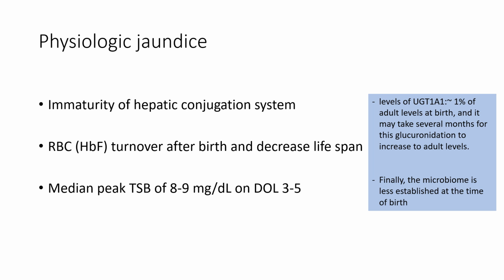Number two, albumin takes the bilirubin down to the liver, but the conjugation enzyme, as we said, is only 1% of the adult level. So the process is a little bit slower, and in premature babies even slower. That takes time. So breakdown is faster with a slower conjugation process, and that's why you have what is called physiological jaundice. It usually peaks around 3 to 5 days of life, and the highest bilirubin is usually around 8 to 9 milligrams per deciliter, the median peak.